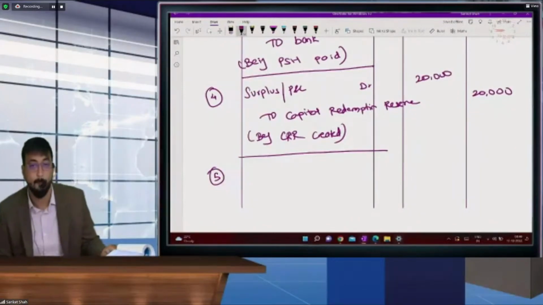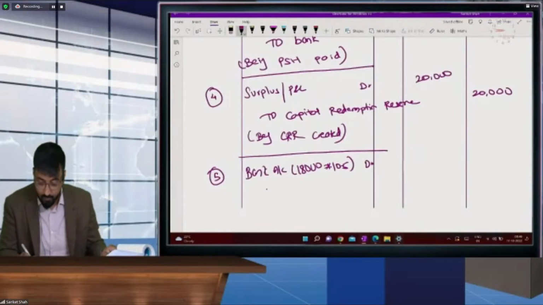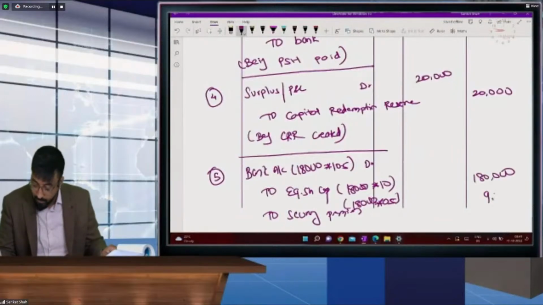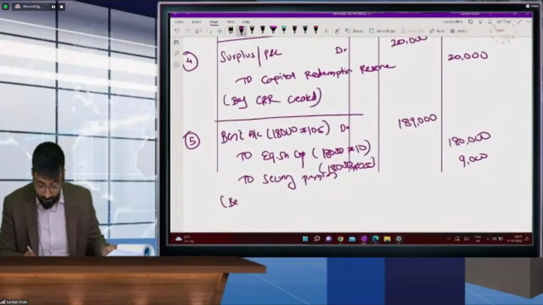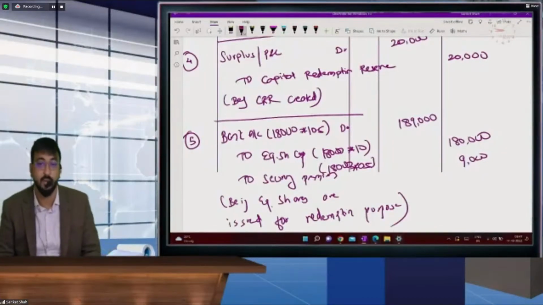And fifth one, bank account debit 18,000 shares into 10.5 to equity share capital 18,000 into 10, to security premium 18,000 into 0.5. 1,80,000, 9,000, 1,89,000 being equity shares are issued for redemption purpose.